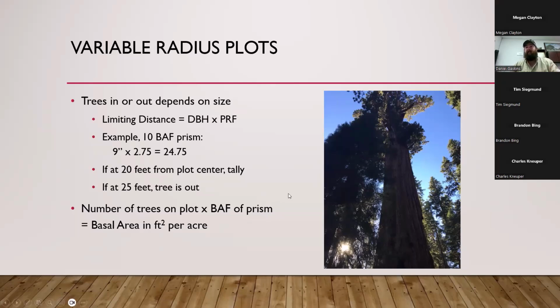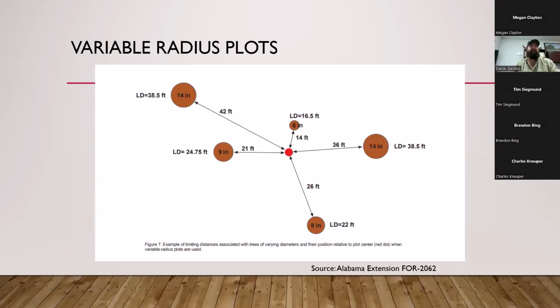So from this, that BAF, the basal area factor, if we multiply the number of trees that are in on our plot by the BAF of the prism, we'll get basal area in square feet per acre. So if we have 7 trees that are in on our plot, we have 70 square feet per acre of basal area. And this is just another diagram that shows that this 14-inch tree can be 38.5 feet away, while a 6-inch tree can only be 16.5 feet away.